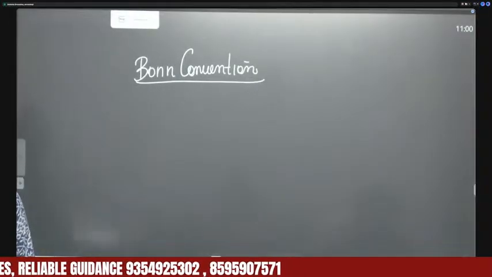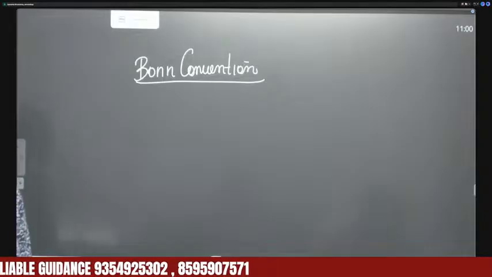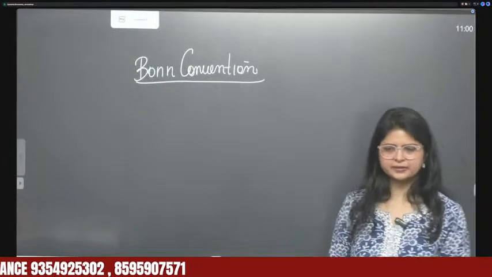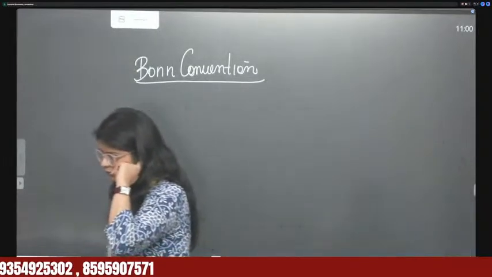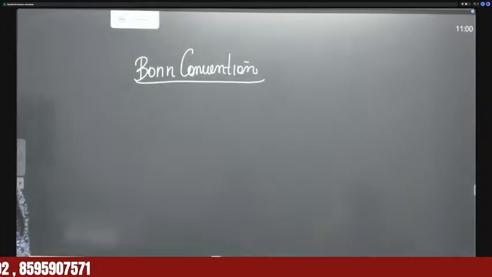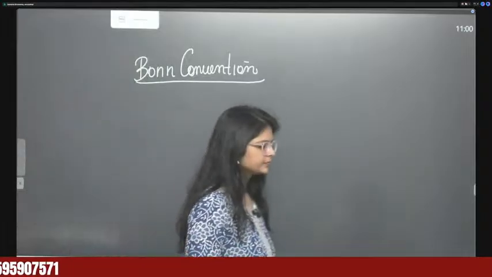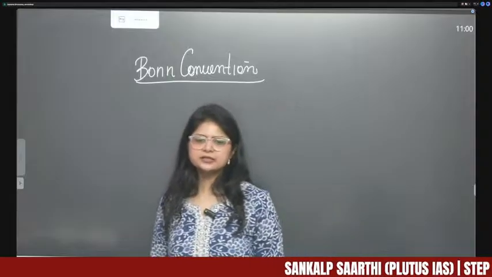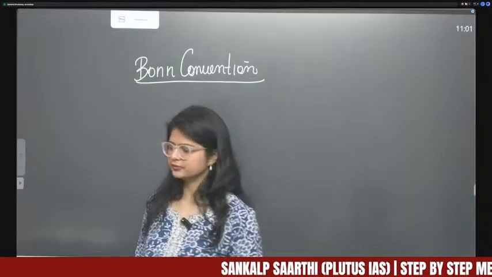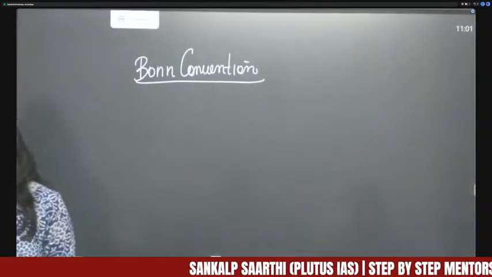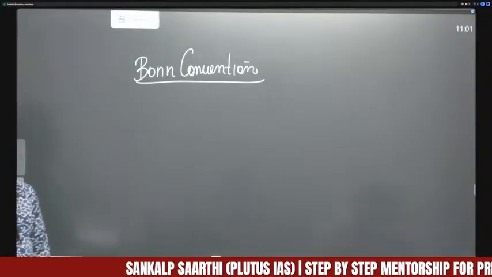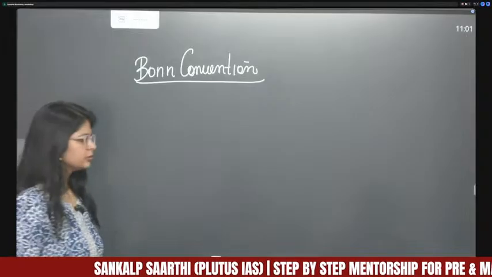The convention has two appendices. That means two lists. The first list contains the list of migratory species that are endangered, right? So, write down next.